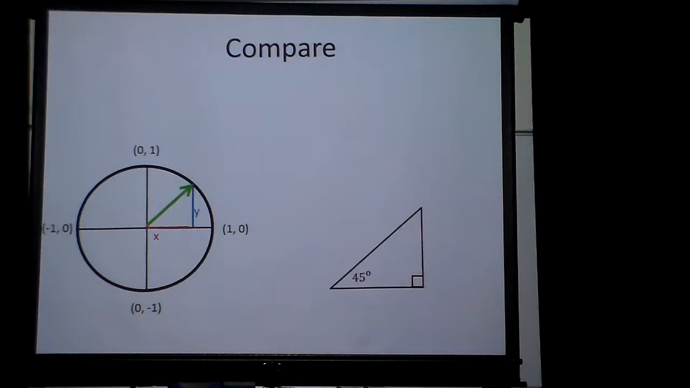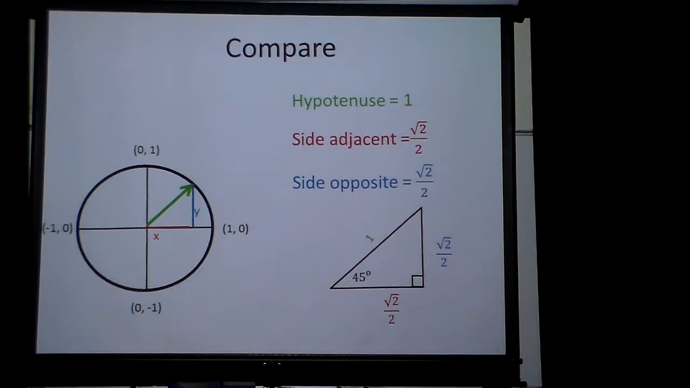Now let's take what we know about the unit circle and apply it to a 45-degree triangle. That angle right there would be 45 degrees, and we just move it over here. And what do we know? This side would be x. There's 1. That's our x. Side adjacent. And our side opposite is this.